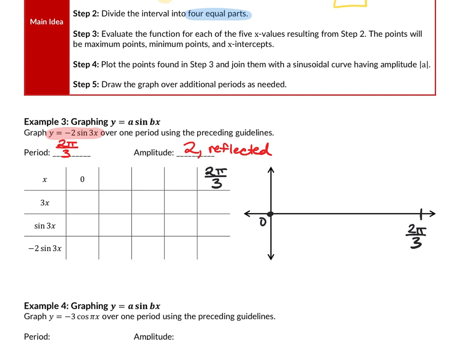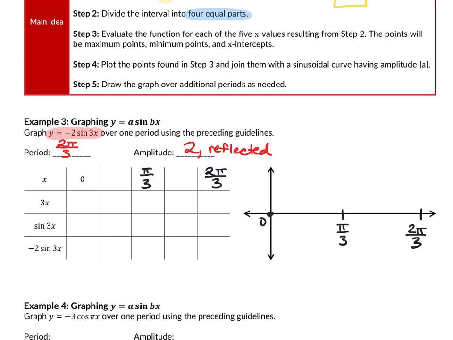We need to split this number line into 4 equal parts. Easiest thing to do is take it and split it into 2 equal parts first. What is halfway between 0 and 2 pi over 3? 1 pi over 3. So in the middle of my table and in the middle of my graph, I put pi over 3.